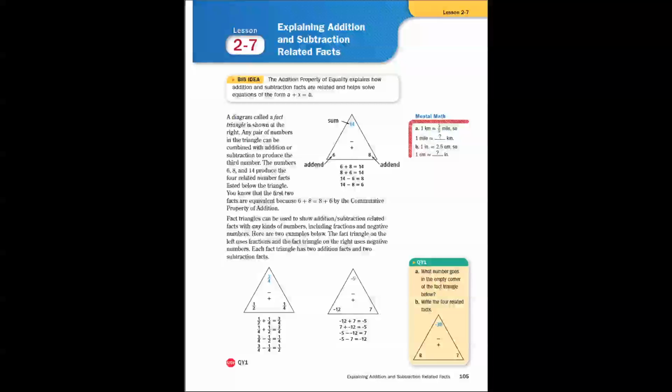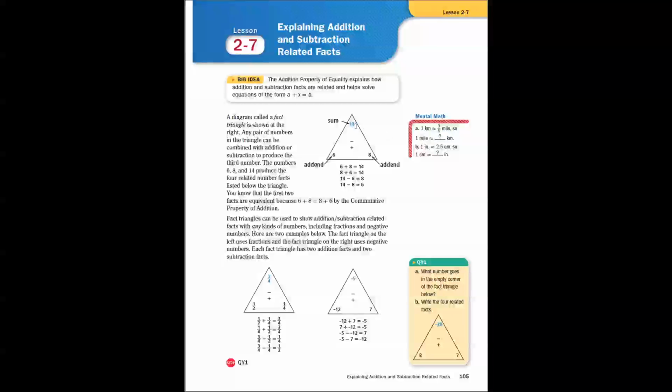Welcome to 2-7. This is explaining addition and subtraction related facts. One of the things we're going to be using here is what's called an addition triangle or a fact triangle. We can use these for addition and subtraction. We can also use it for multiplication and division. The form of it is important.